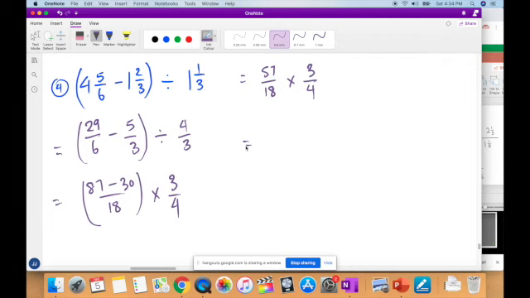Right? Can 18 go into 3? Yes. This is 6. Can 57 go into 4? I don't think so. Right? So I'll probably end up with 57 all over 24. 6 4s are 24. Right? And so 57 over 24 gives me 2 and 3 over 8. How do you feel about that?